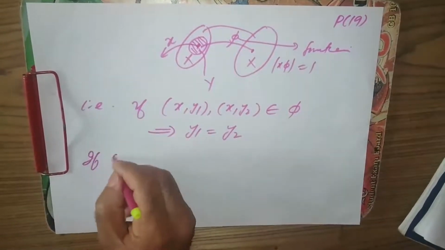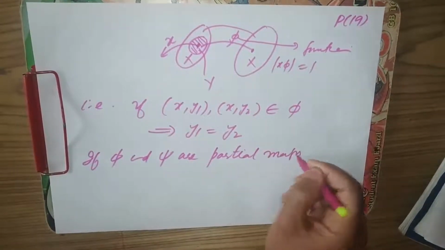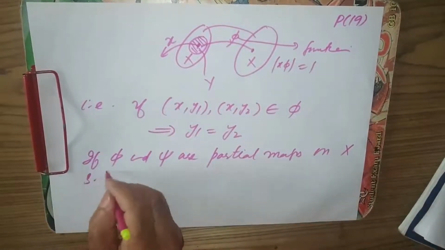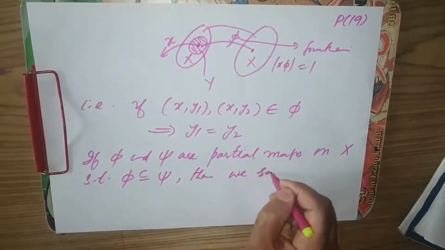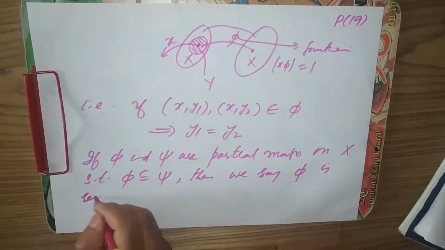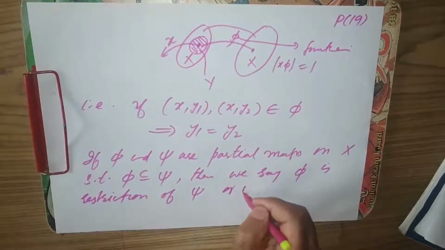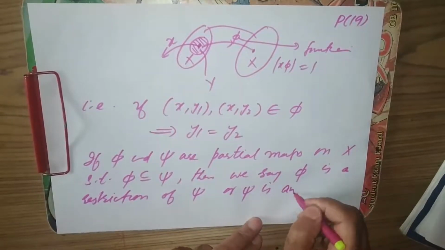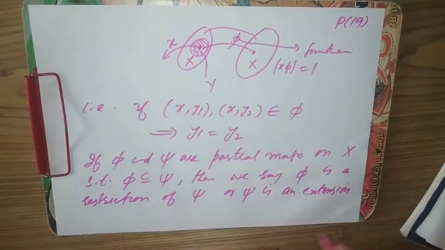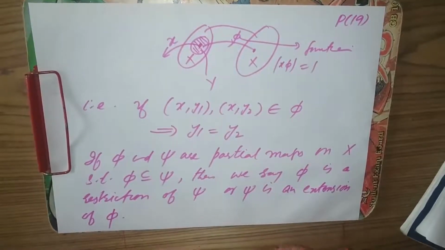Well, if phi and psi are partial maps on X such that phi is a subset of psi, then we say phi is a restriction of psi, or psi is an extension of phi. phi is the restriction and psi is an extension.